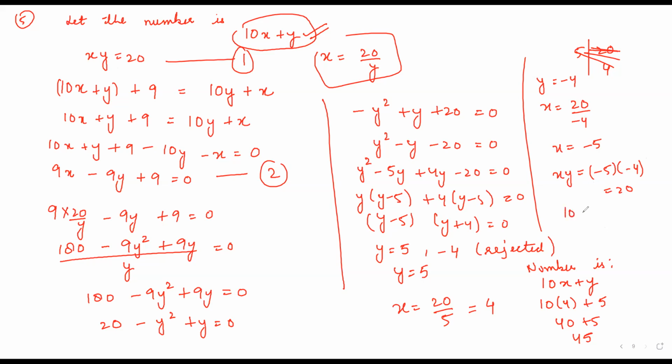So the number will become how much? 10x plus y means it is minus of... x is 5, right? No. X should be minus 4 and y would be minus 5. Wait. In this case, my y is actually minus 4. X is equal to minus 5, right? So the number is 10x plus y. So it will be 10 into minus of 5 and plus minus of 4. So I get minus of 50 and then minus of 4. So I'm getting minus of 54.